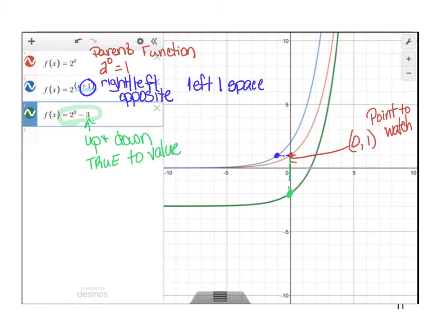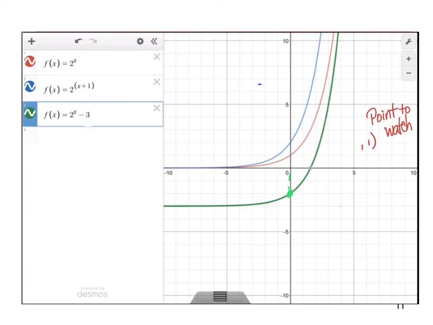So, when we are looking at exponential functions, you want to pay attention to what happens to this point 0, 1. Does it move up, down, left, or right? Now, I'm going to erase this, so pause it if you need a little bit more time to write that down.